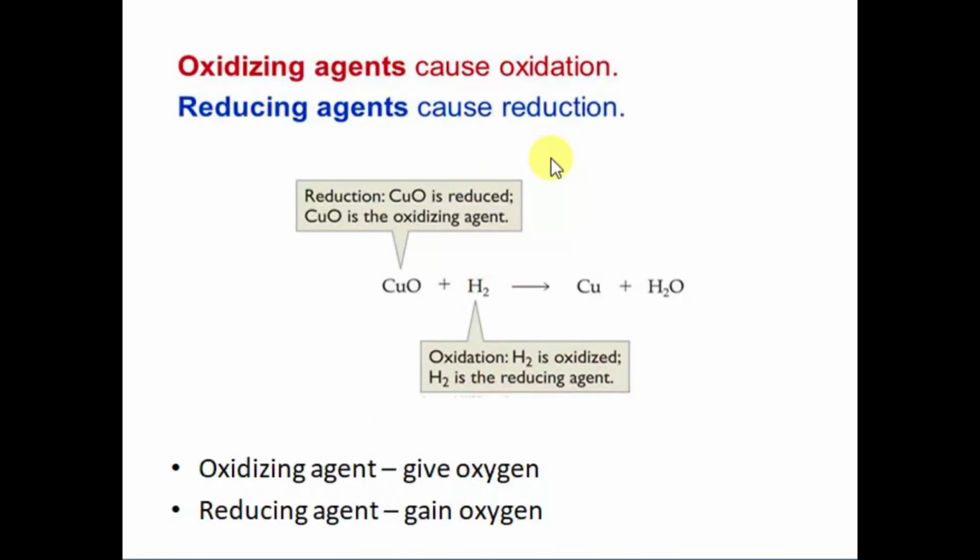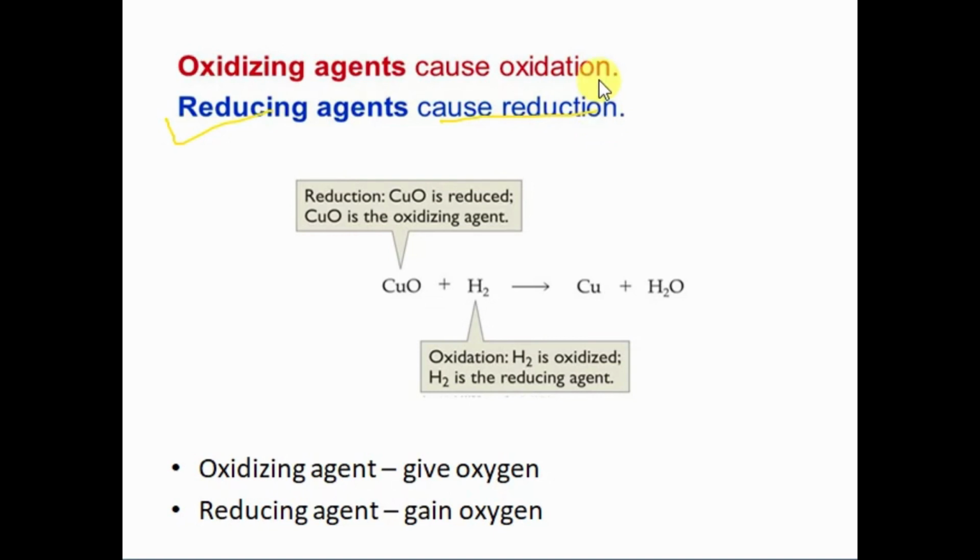Now we'll talk about agents. So oxidizing agents, they cause oxidation, okay? They help in oxidation of a reaction. And reducing agents, they cause reduction. They help in reduction, okay?